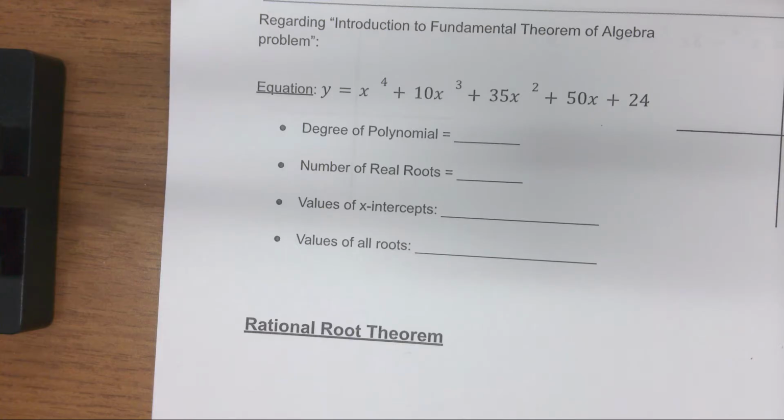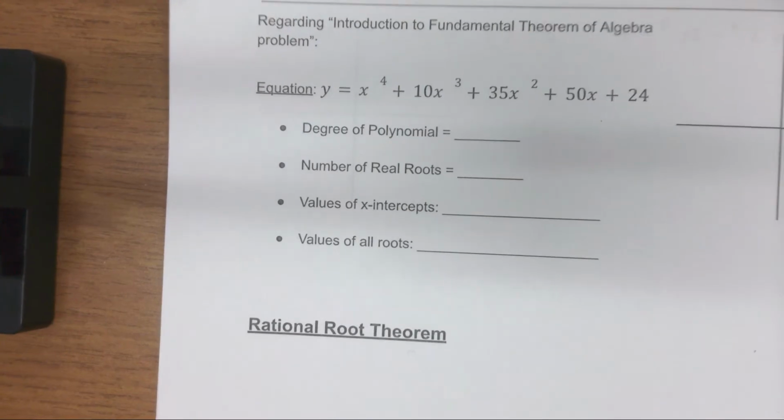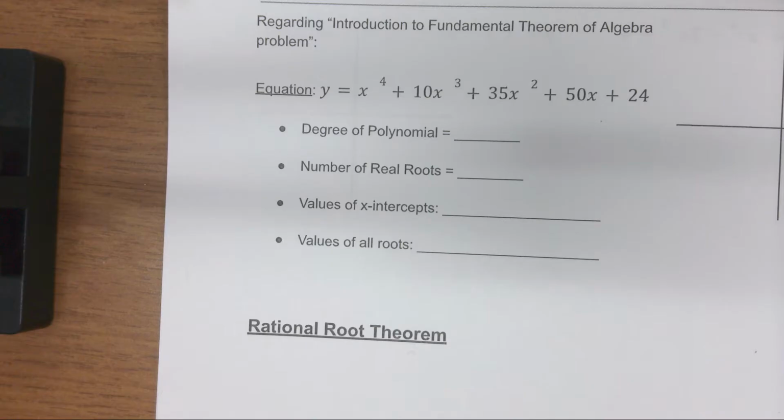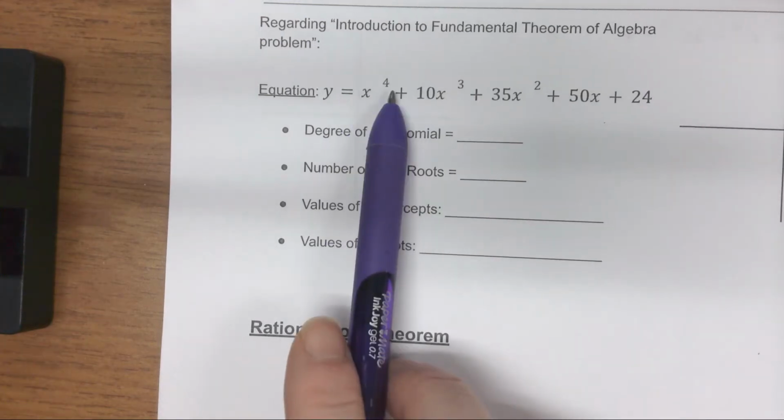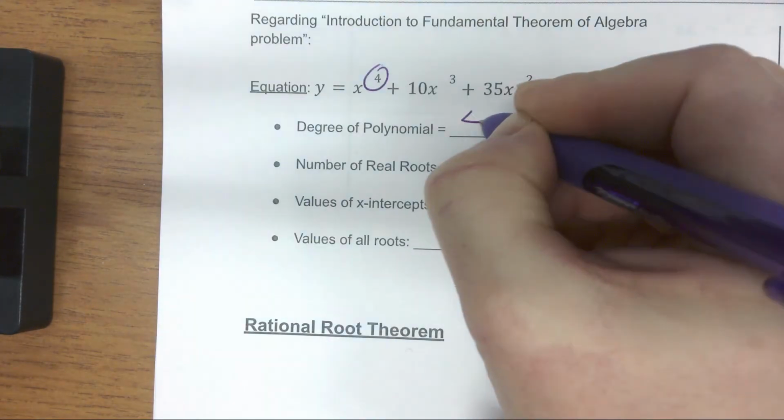Give me some fingers. Give some fingers up if you think you know. I'm seeing no fingers. Degree 0? What's the degree of this polynomial? Any guesses? Okay, would you take a look at the highest exponent you see there? What is it? Kayla, what is it? What's the highest exponent you see? 4. So the highest term, the term with the highest exponent, is going to give us the degree of the polynomial. So this polynomial is degree 4.